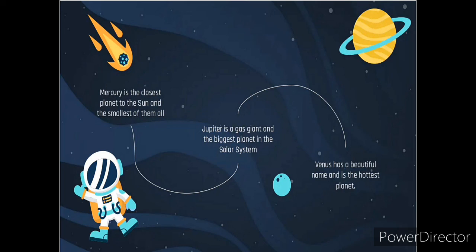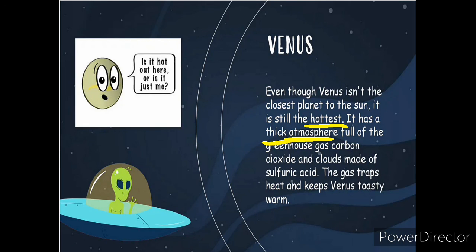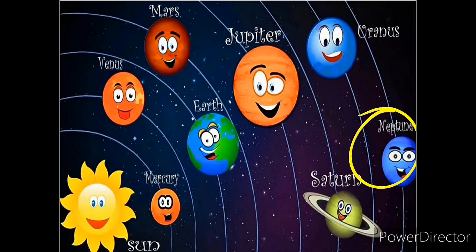Yeah, one more thing I forgot to tell you about Venus. Venus is the brightest planet in our solar system. Venus, the second planet, is the brightest among all.